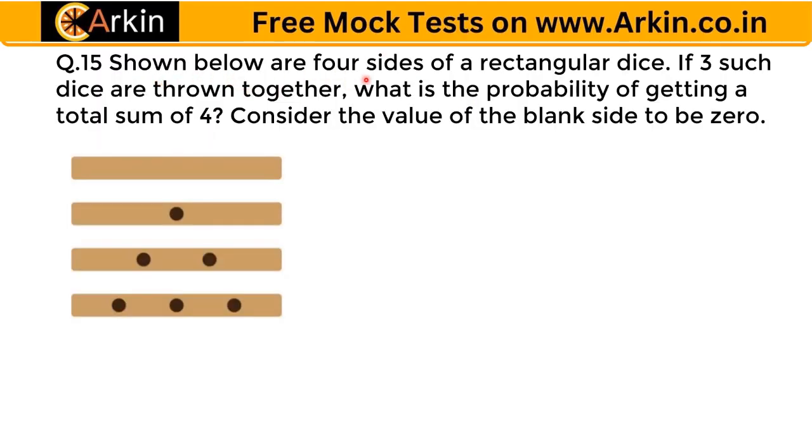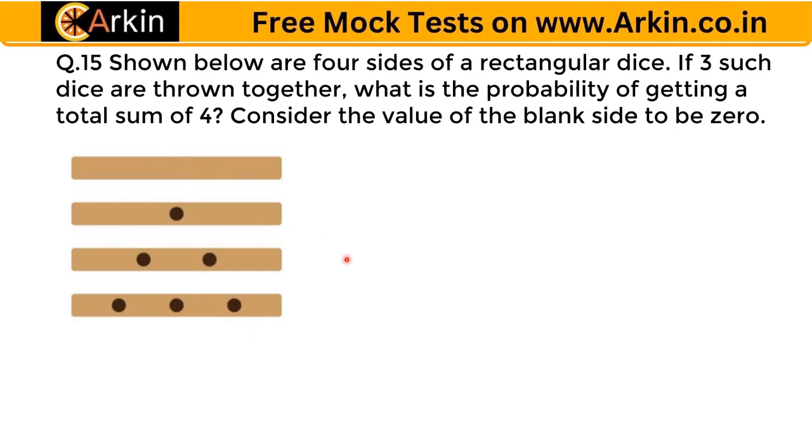Shown below are four sides of a rectangular die. If three such dice are thrown together, what is the probability of getting a total sum of 4? Consider the value of the blank side to be 0. So you are throwing three dice together, and whenever you are throwing a dice, you are getting either 0 or 1 or 2 or 3.